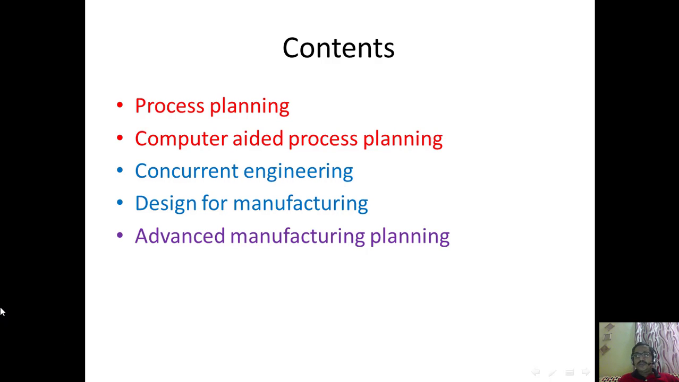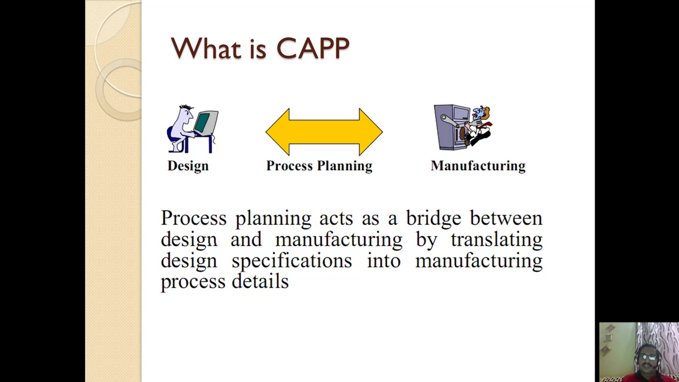So whenever we discuss the time for design, the concept is CAD. That means with the help of computer you can reduce the design time tremendously. Similarly, with the help of computer we can reduce the planning time of the process, that is computer aided process planning. And after process planning, the output of process planning goes directly to your manufacturing section, that is computer aided manufacturing.